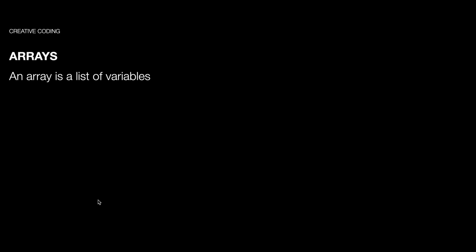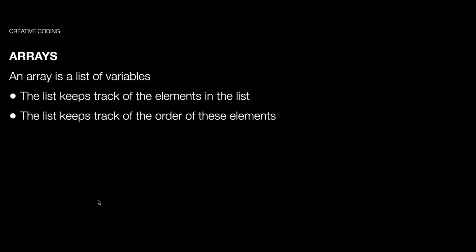In this section, we're going to talk about arrays and look at a few examples of how to leverage the power of arrays in our programming. Basically, an array is a list of variables, and the reason that's important is that the list will keep track of the elements in the list, but it also keeps track of the order of these elements, and we can then call these elements by their index value, and there's just a lot of possibilities.